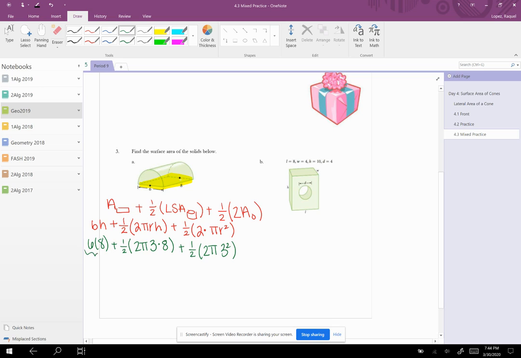6 times 8, walk through the gate, and that gets you 48. I could never remember that when I was in elementary school doing those math minutes, and so I made up that rhyme, and now I never forget what 6 times 8 is.